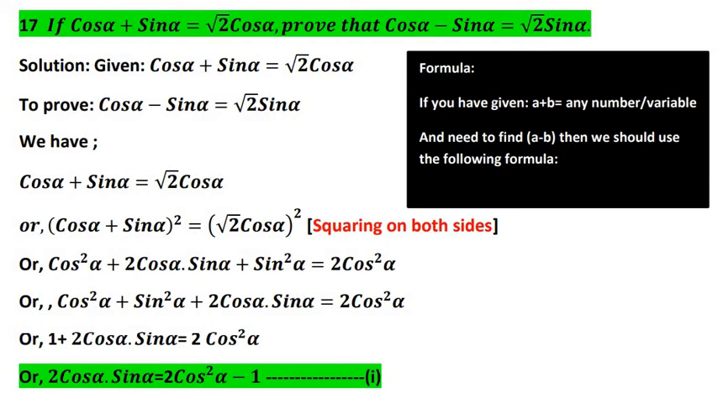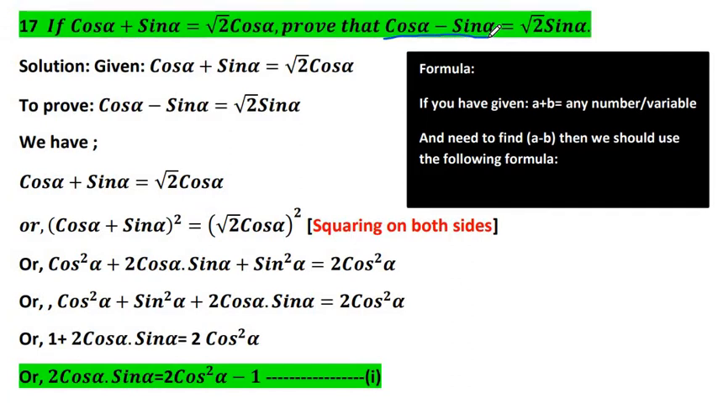Dear students, in question number 17, we are given cos alpha plus sin alpha equals root 2 times cos alpha, and we have to prove cos alpha minus sin alpha equals root 2 times sin alpha. So here the sum of an expression like a plus b is root 2 cos alpha, and then we have to find the value of a minus b.